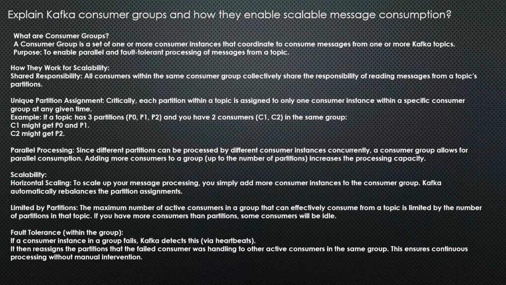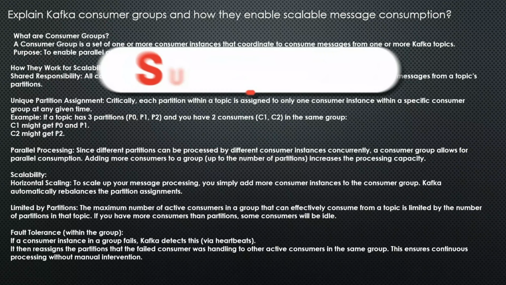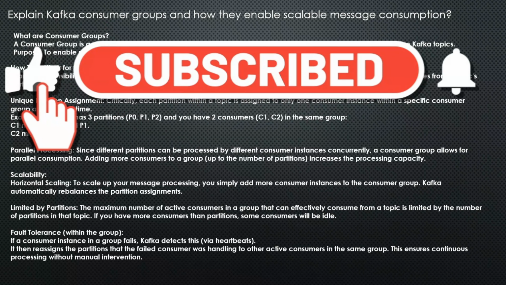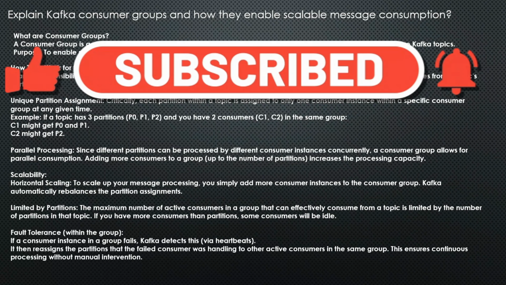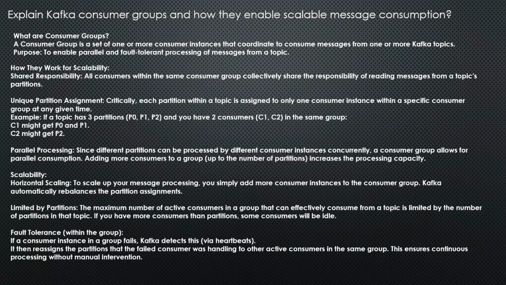There is a shared responsibility. All consumers in the group collectively share the responsibility of reading messages from the topic. Now there is a unique partition assignment. Each partition within the topic is assigned to only one consumer instance in the specific consumer group at a given time. Let's say you have a topic with three partitions, P0, P1 and P2. Now you have two consumers, C1 and C2, in the same group. C1 might get P0 and P1, and C2 might get P2. That is how the distribution happens, right?